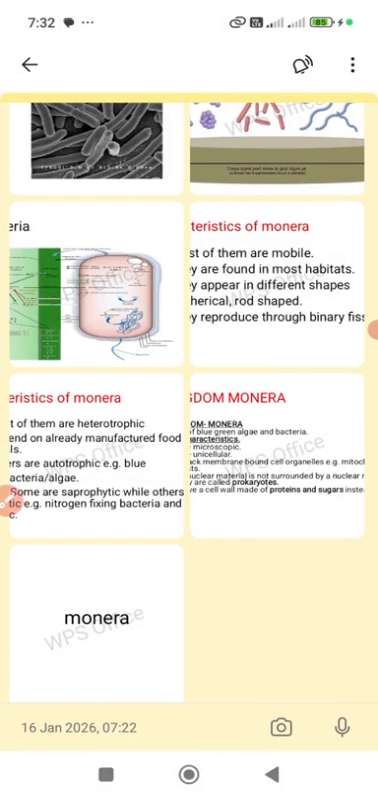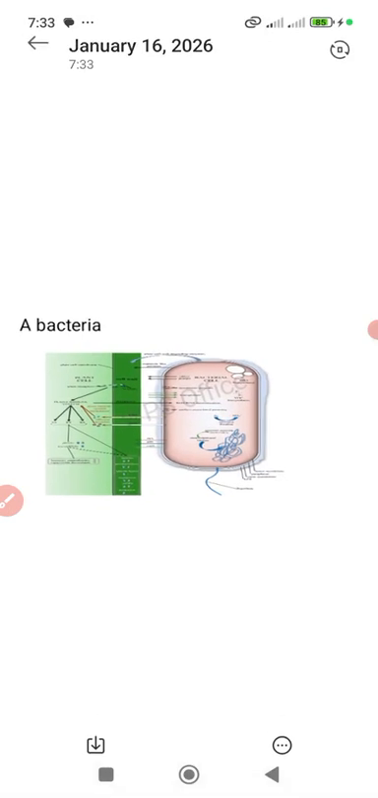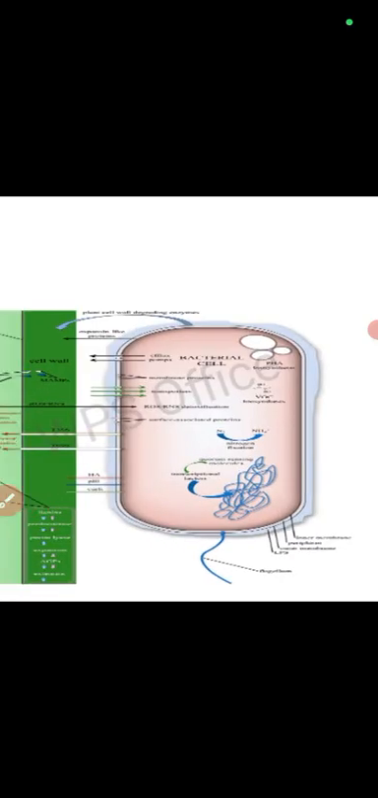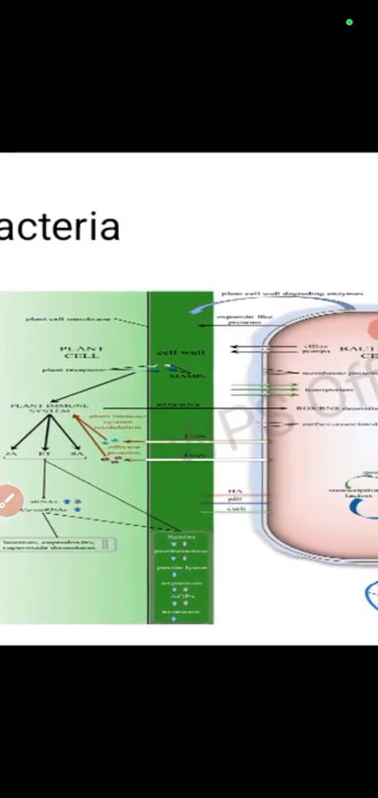Let us now see examples of those bacteria, because I promised that at the tail end of this lesson, I will show you photographs so that it can improve our learning. We want to start with this one here. I have prepared it for you. This is a typical diagram of a bacterium.